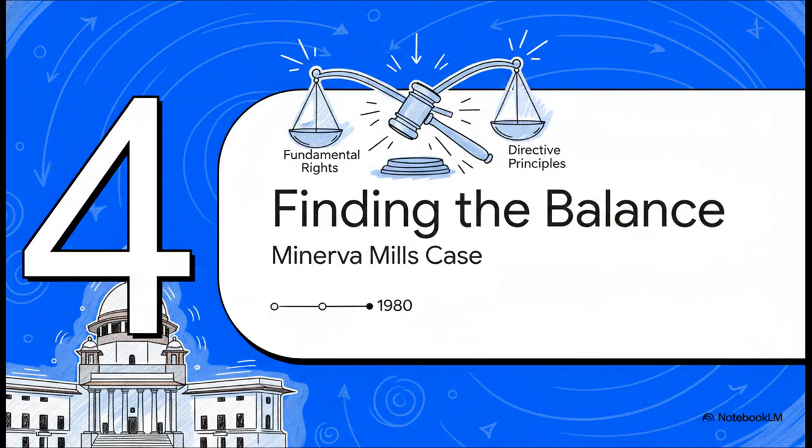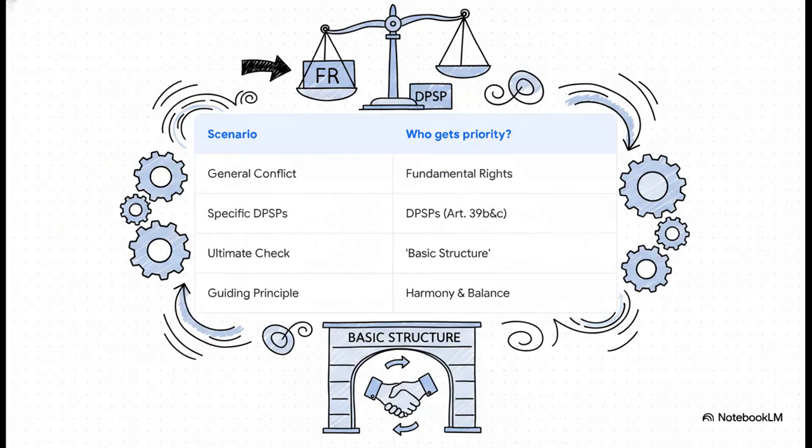This massive overreach led to the final big showdown, the Minerva Mills case in 1980. And it was right here that the Supreme Court finally, once and for all, laid down the law and created this delicate balance that, for the most part, is still the rule today. So where do we land?